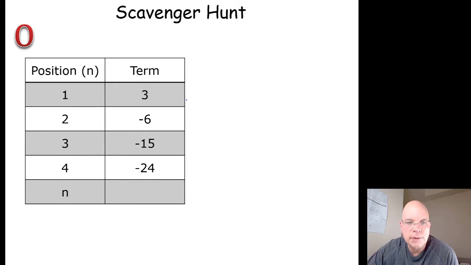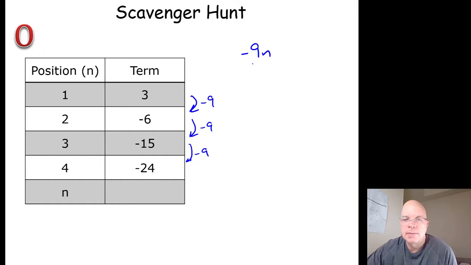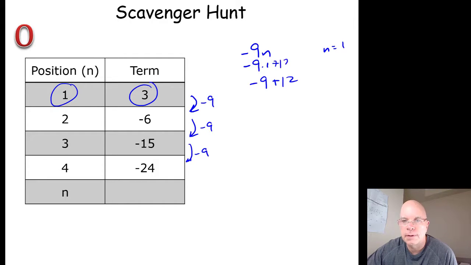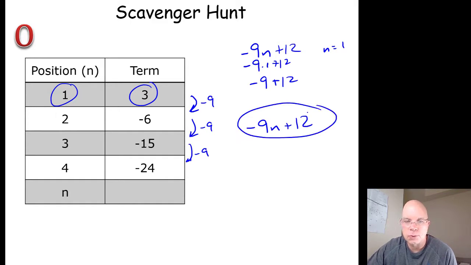Minus 9. So negative 9n. But if n is 1, that would be negative 9 times 1, or negative 9. I need positive 3 when n is 1. So I need to add 9 and then 3 more, so I need to add 12. So negative 9n plus 12 is the rule.